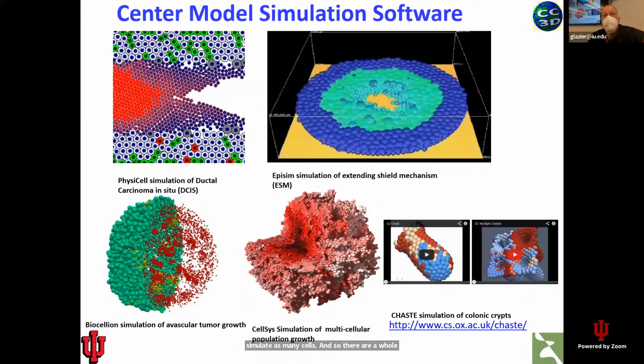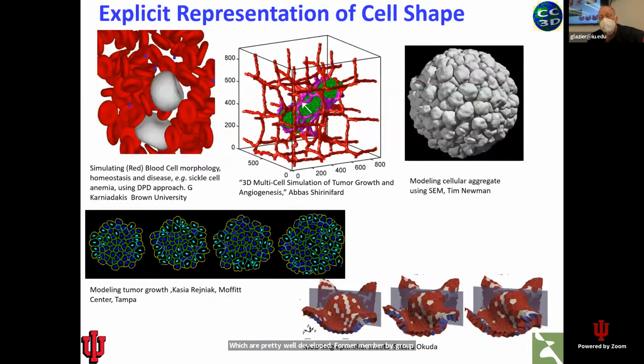We have some PhysiCell simulations up at the top. Biocellion, these are all point particle methods. Simulation packages like EpiSim, Biocellion, CellSys, Chaste, which are pretty well developed. Former member of my group, TJ Sego, has a package that does this called Tissue Forge. It's very nice as well. And then there are methodologies that have more explicit shapes. There's some essentially finite element mechanics models like Cardiodocus's approaches, which give you a lot of biomechanical detail, but are very computationally expensive.